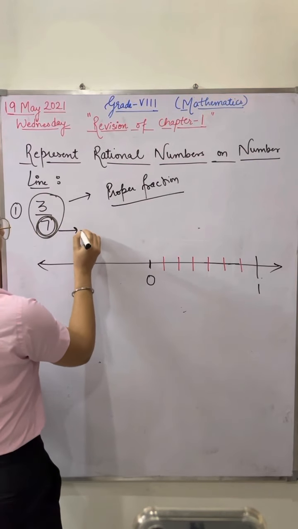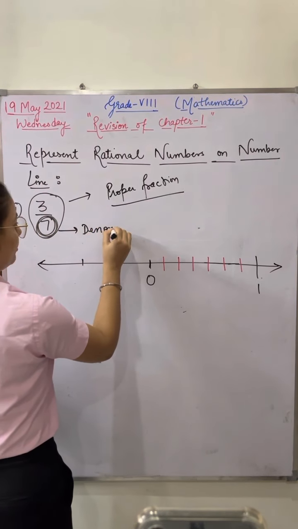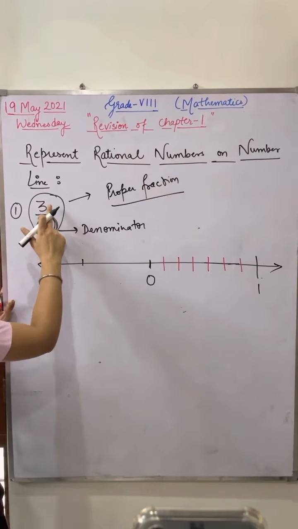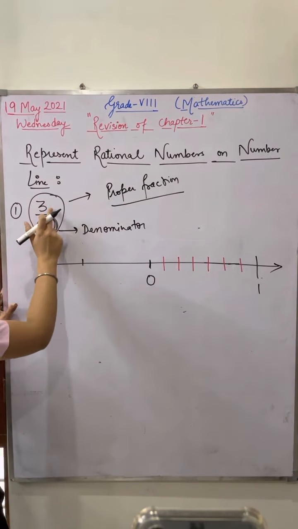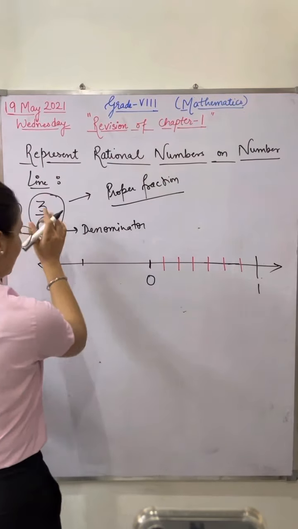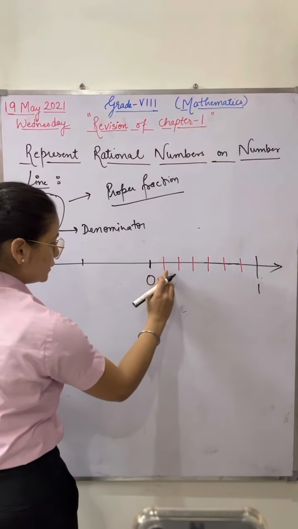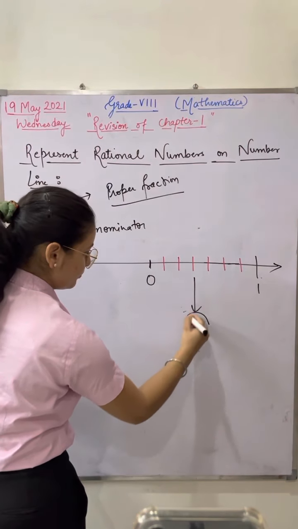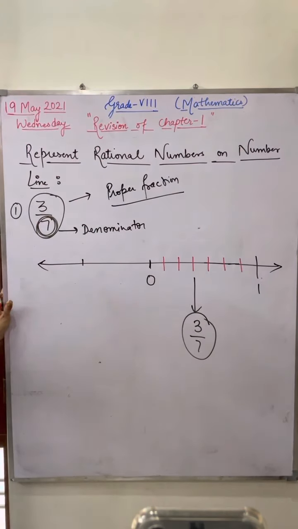Whatever the denominator is, denominator means that many partitions you have to make. Now check the numerator. Numerator means that position is your answer. It is 3, so this is first, second, third. This third is your answer. Any doubt? Okay, should I repeat once again?